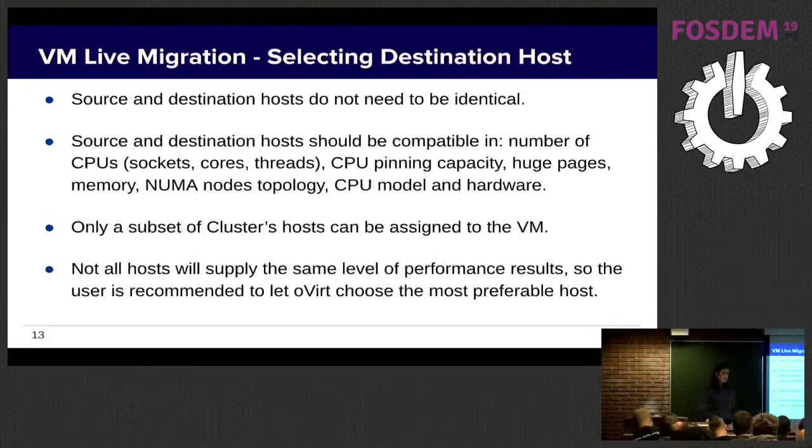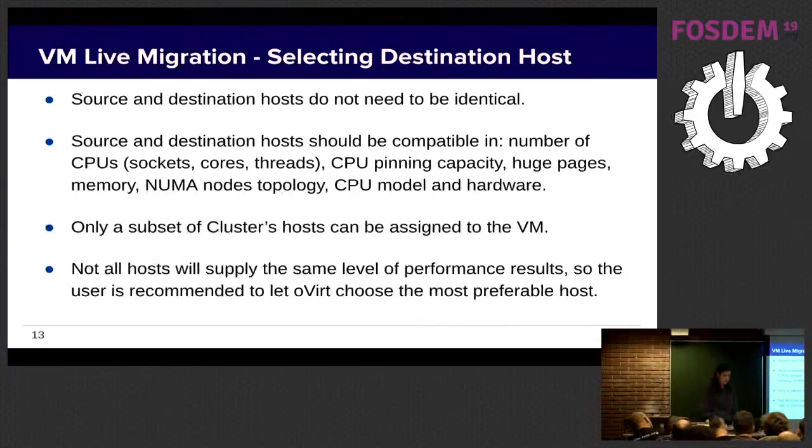Another thing is choosing the destination host. Source and destination host should not be identical. We don't require that. If they are identical, that's great. That means that no performance decrease will occur. But they don't have to be identical. What they do have to be is compatible, because otherwise the VM won't be able to run on the destination host once the migration is done. And they should be compatible in everything, in the CPU, in the memory, in the huge pages, on all the host settings.